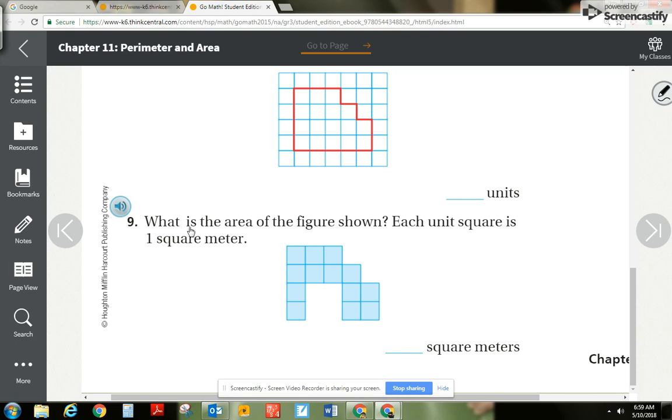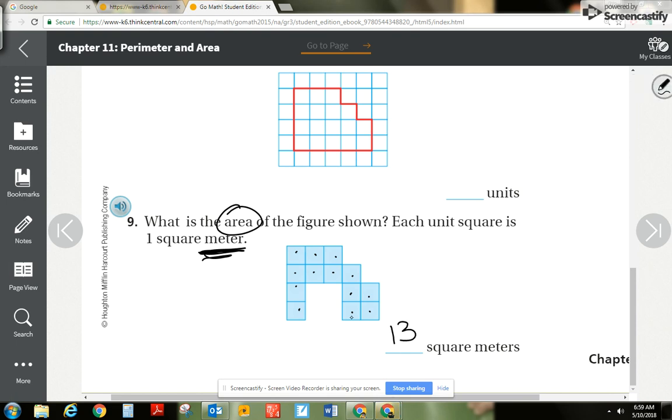Number 9, what is the area of the figure shown? Each unit square is 1 square meter. So area, the space inside, and we're doing meters. So space inside, a problem like this, I just count. 1, 2, 3, 4, 5, 6, 7, 8, 9, 10, 11, 12, 13.